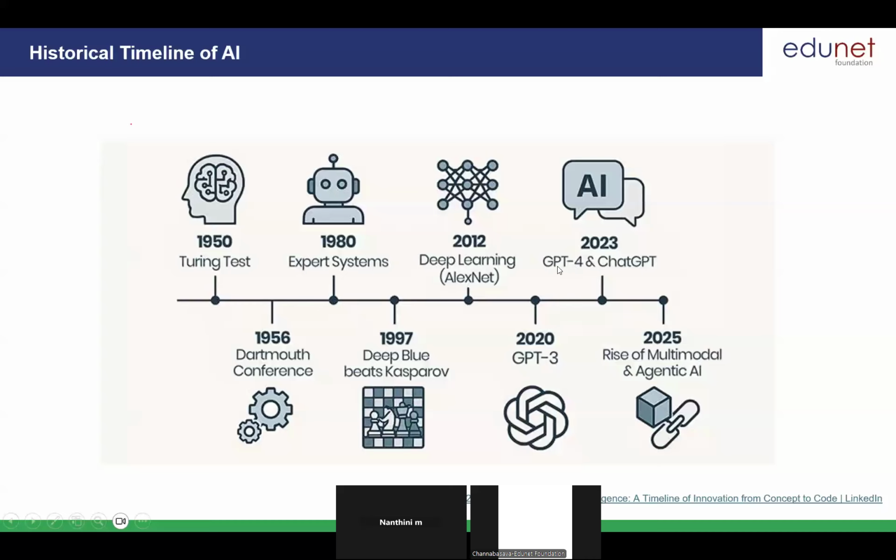Okay, and in the year 2023, GPT-4 and ChatGPT are used by most of the users. This shows how this generative AI model can generate different new content out of the prompt. And now we are using this multimodal. Multimodal means it can be text, image, video, audio, different coding. So these are all the different versions of GPT and ChatGPT models. That is the rise of multimodal as well as agentic AI. So this is the evolution, the historical timeline of artificial intelligence.